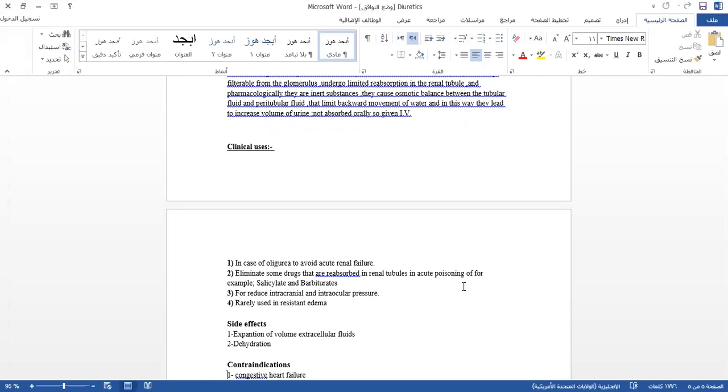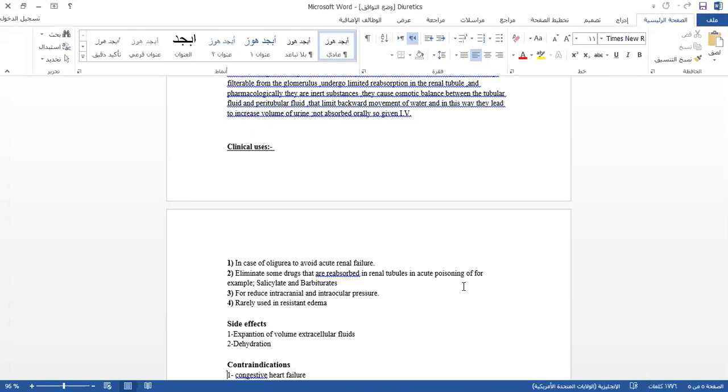Number two, eliminate some drug toxicity of drugs that are reabsorbed from the renal tubule, for example aspirin, salicylate, barbiturate, bromides, and other drugs that can be reabsorbed by the renal tubule and increase toxicity. They can be eliminated by mannitol. Number three, to reduce intracranial and intraocular pressure: when there is a road traffic accident with increased intracranial and intraocular pressure, mannitol can be given by intravenous infusion for reduction of intracranial and intraocular pressure.